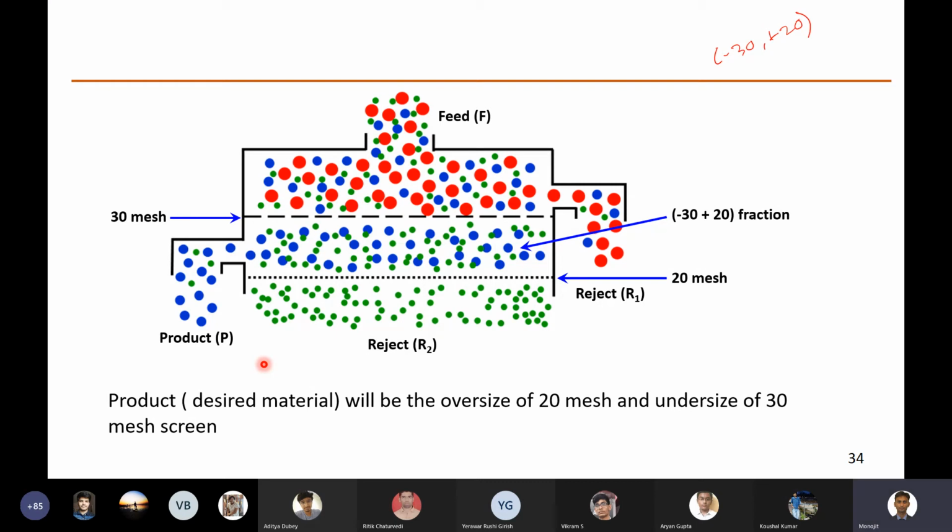Now, to find out the efficiency, what values do we need? We need all those y's: yp, yf, yr. Those y's are defined as the mass fraction of your desired material in the respective streams. So we need yp, yr, and yf.